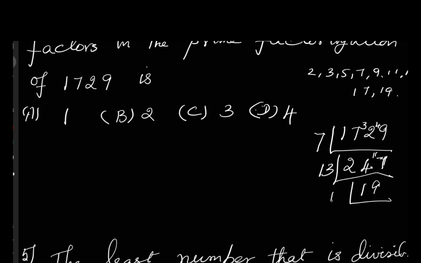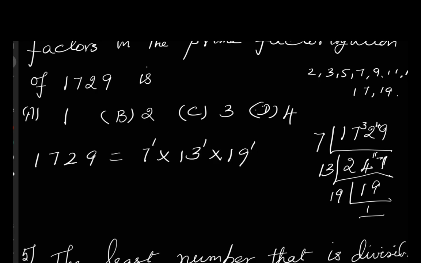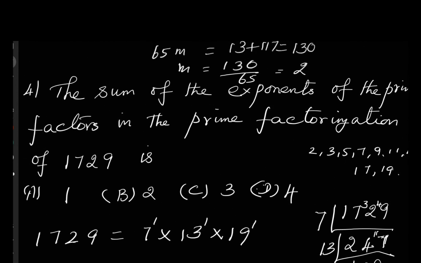117, so 19 times. So 19 is again a prime number, it goes 1 time. So 1729 I express as a prime factor 7 into 13 into 19. See, all are repeated only once. The degree is 1. They are asking you to find the sum of the exponents.